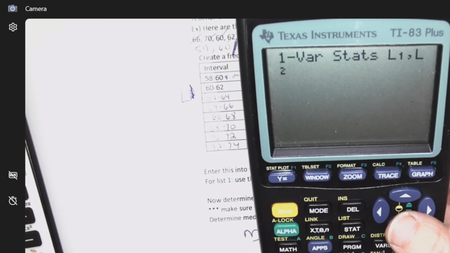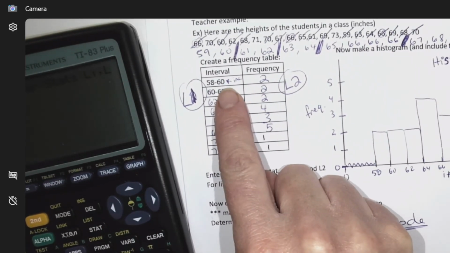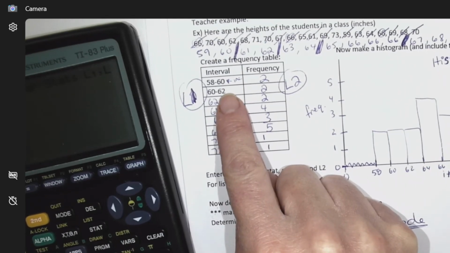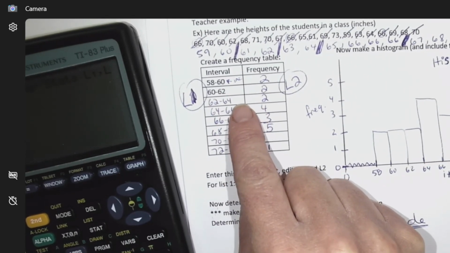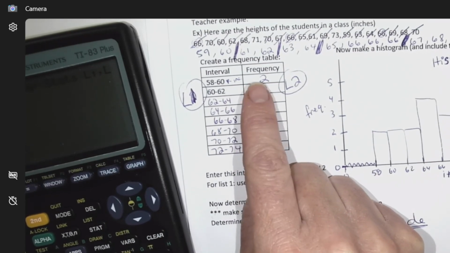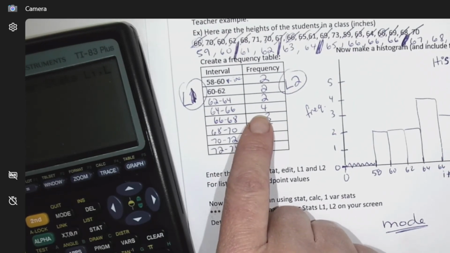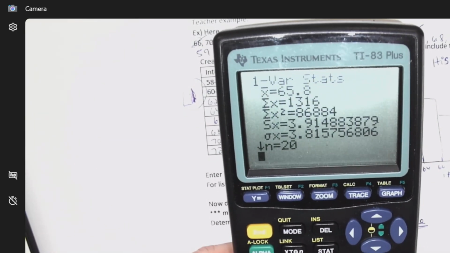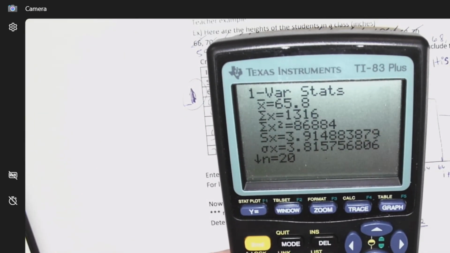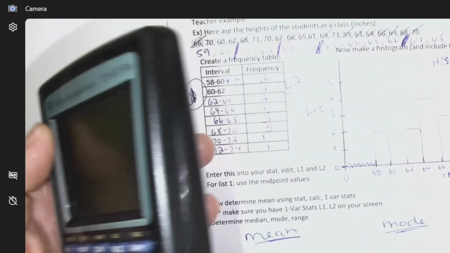Okay, so what is it calculating with? It's like me adding 59 plus 59 plus 61 plus 61 plus, it's doing that. It's doing the midpoints twice, this midpoint twice, this midpoint twice. It's using 65 4 times and adding those together and then averaging them. Okay. So enter, and there you go. So what's the average? What's the mean? 65.8.